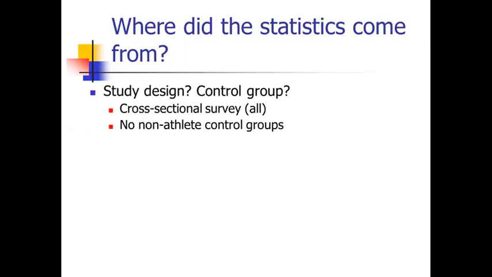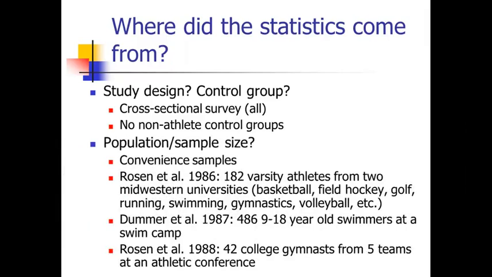If you look carefully at the studies, they're very limited in their study design. They're cross-sectional surveys. They don't have a non-athlete control group. So there's no control group. It's just a survey. It's self-report. What were the populations? These weren't random samples of athletes. These were just convenient samples. So in one of the studies, we got a bunch of varsity athletes from some Midwestern universities across a whole bunch of sports. So those were college athletes, but okay.